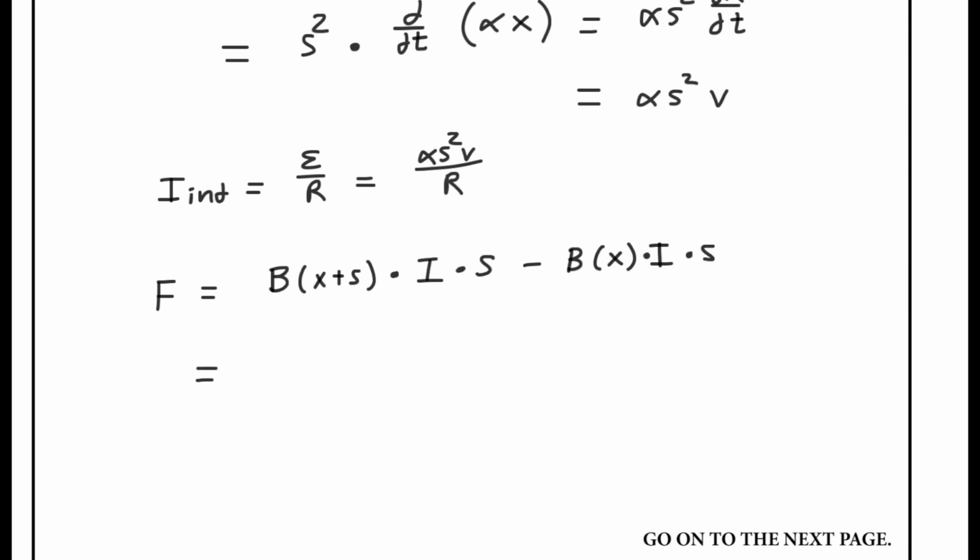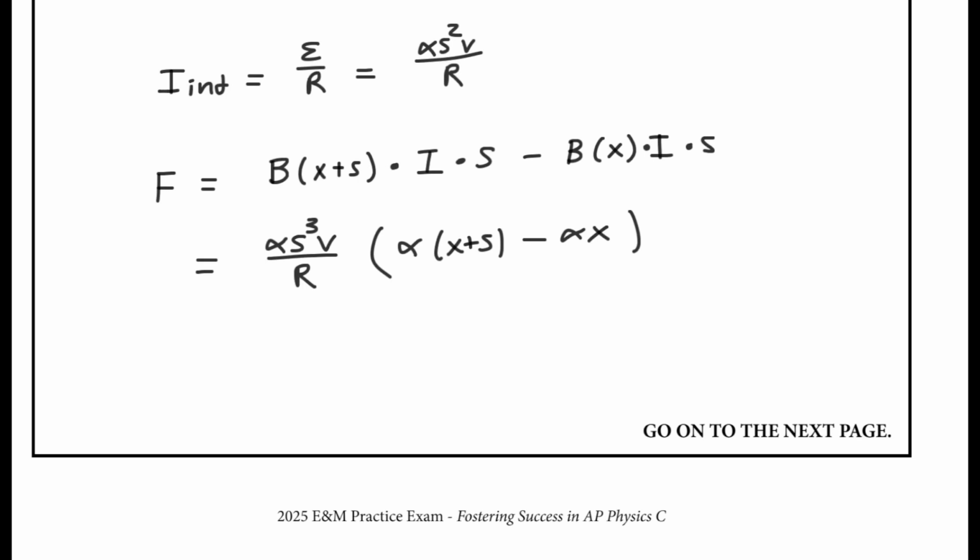So we can actually factor out this entire expression of the induced current and s, because that's the same. So I can factor out alpha s cubed v over R. And then B of x plus s would be alpha times the quantity x plus s. And B of x is just going to be alpha x. And we can see that I get alpha x plus alpha s in the parentheses, so that alpha x actually cancels. So we get alpha s cubed v over R times alpha s.